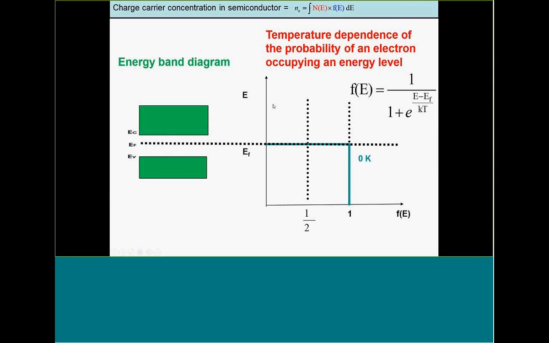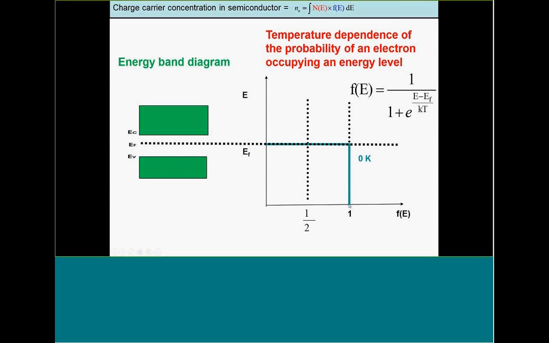But if our energy level is below our EF, it's a negative value. Negative divided by 0, so we get e to the power of 0, and e to the power of 0 is 1. So the probability of an electron occupying an energy level below our EF will be 1.